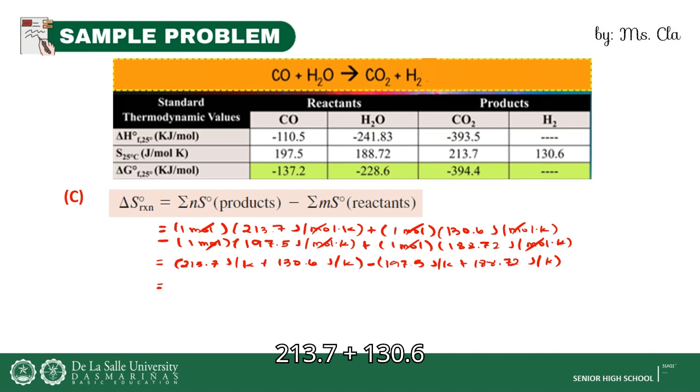213.7 plus 130.6, you will get 344.3 joule per Kelvin. Minus 197.5 plus 188.72, that will be 386.22 joule per Kelvin. And now let's subtract.